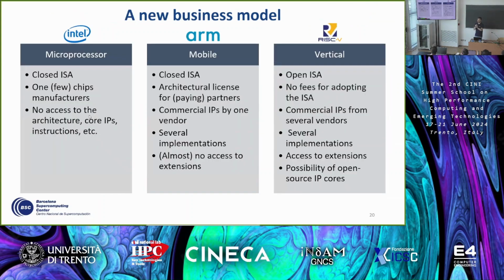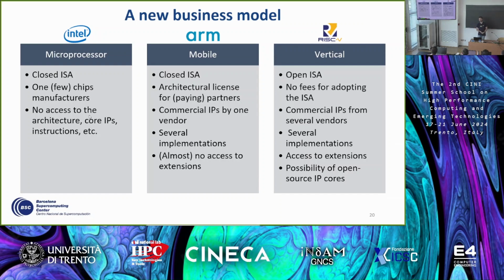And here I go back to the business model, the question that I was doing before, right? So if you have an Intel microprocessor, the business model is that Intel is doing everything. They are defining the instruction set, they are defining the architecture, they are implementing it, doing the chips most of the time in their foundries, and they sell it to you. So the full chain is covered. That's the business model that we had until a couple of years ago.